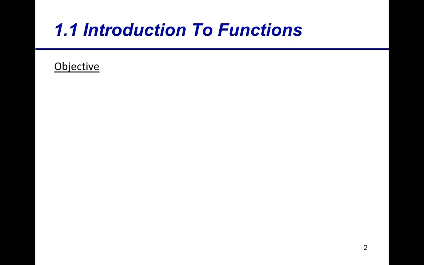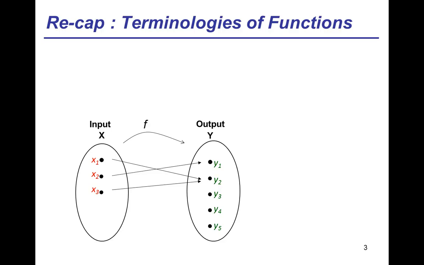In this section, we'll apply the terminologies we have learned through some actual examples. At this juncture, let's pause and do a recap of the terminologies and functions. The domain of F is the set of all elements in X. The codomain of F is the set of all elements in Y.